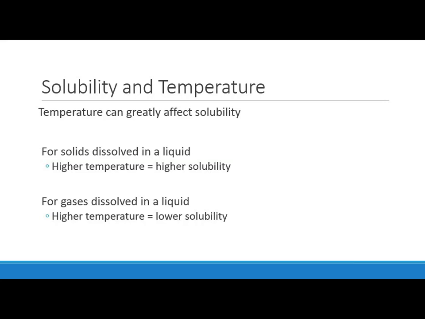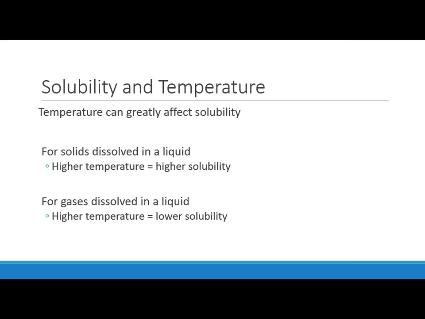Now, a couple of trends that you should be aware of when we are discussing solubility. One thing is that temperature definitely affects solubility, but the trends are actually reversed depending on whether you're talking about a solid dissolved in a liquid or a gas dissolved in a liquid. For solids, higher temperature means higher solubility. So you know this because you know that sugar dissolves more quickly and easily in hot coffee than it does in iced coffee, right? Because as you increase the temperature, you make the solids more soluble in the water.